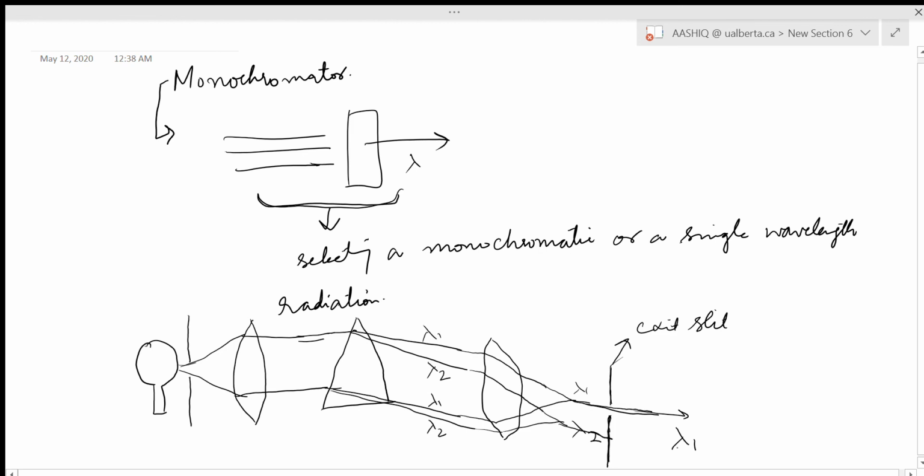Then this radiation will enter into the sample, right? Having an intensity I naught, and then we'll get the transmitted radiation of intensity I, which will then go to the detector, right? This is how the monochromator works.